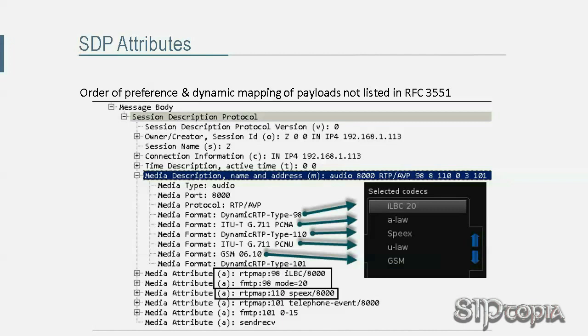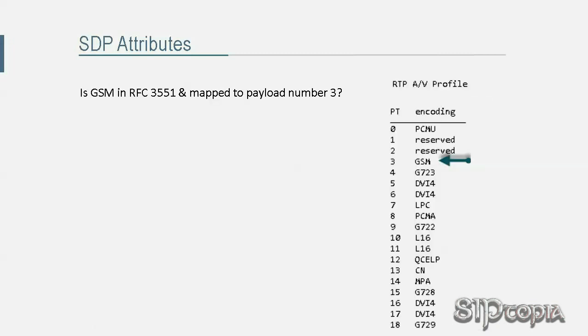Unless you are a developer, you do not really need to know which payloads are listed in RFC 3551. For example, since GSM is not dynamically mapped in an SDP attribute in this screenshot, it must have a static mapping to payload type number 3 in RFC 3551. Well, apparently GSM is indeed mapped in RFC 3551 to payload type number 3.